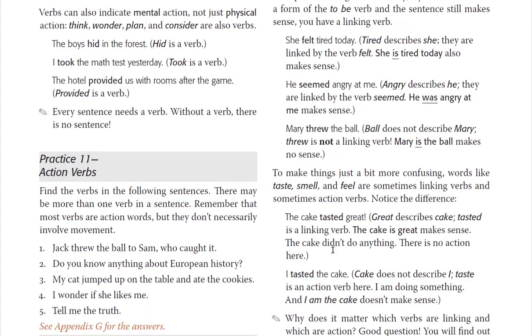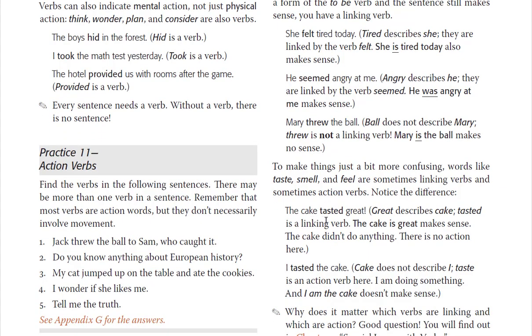Okay, so you have: The cake tasted great. Here, great describes cake. Tasted is a linking verb. The cake is great, that makes sense, but the cake didn't do anything. There is no action here.